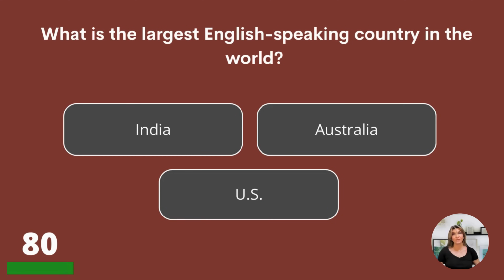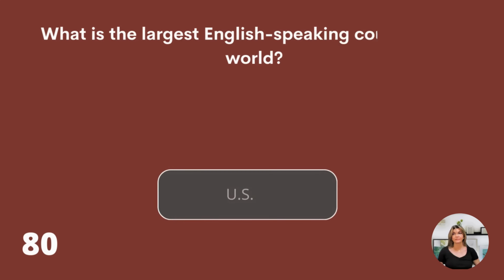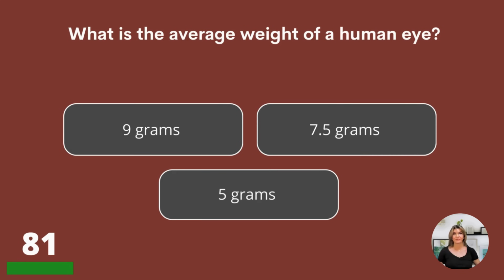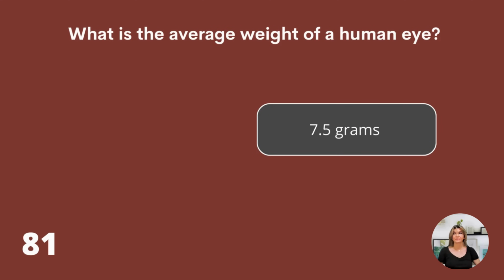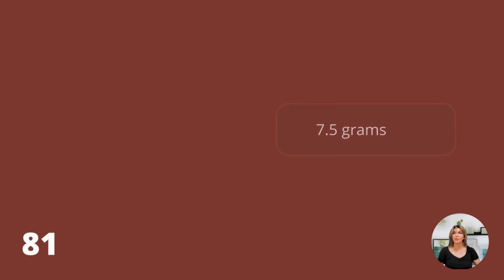What is the largest English-speaking country in the world? India, Australia, or the United States? The United States. What is the average weight of a human eye? 9 grams, 7.5 grams, or 5 grams? 7.5.